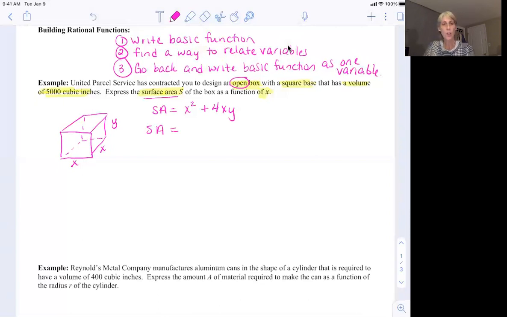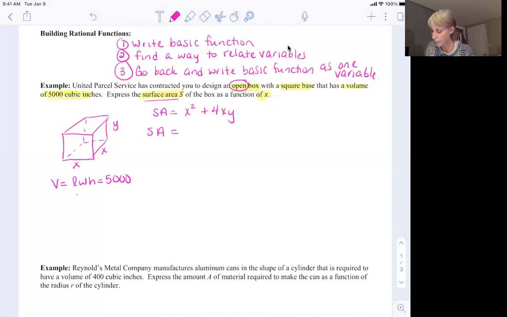And when I look at this situation, I see I have a y value there that I want to write in terms of x. So I have to go back in and find my relationship. My relationship is usually given to me with another formula. For instance, here, they tell me that the volume is 5,000 cubic inches. So I know my volume, which is length times width times height, is 5,000. Length times width times height is x times x times y. x squared y equals 5,000. I'm going to solve this equation for y.